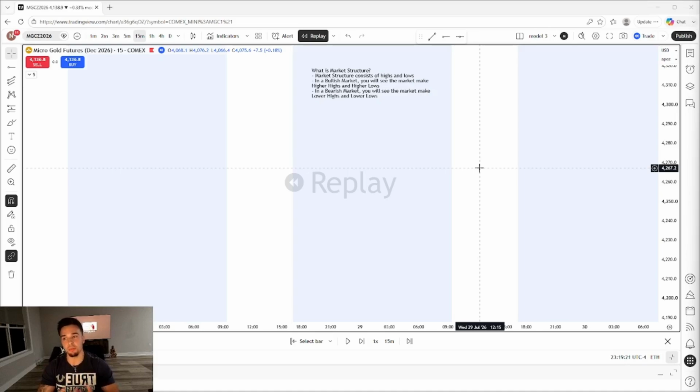So what is market structure? Market structure consists of a bunch of highs and lows in the market, right? So what do highs and lows look like? They could look one of three ways, all right?